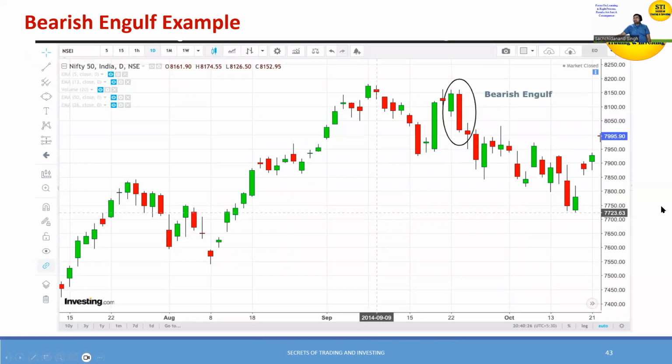The example again, the Nifty 50 example. Okay, where this is the green candle and the second candle is the red candle, which is completely eating out the effect of the green candle, and after that the market started falling down.